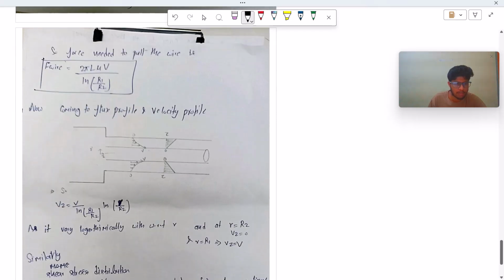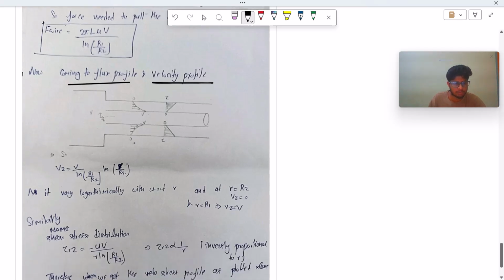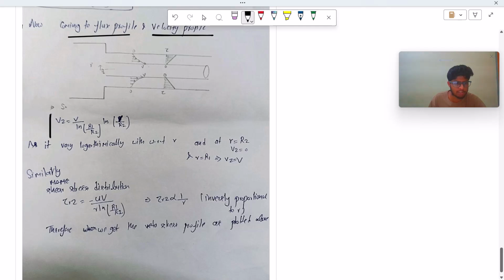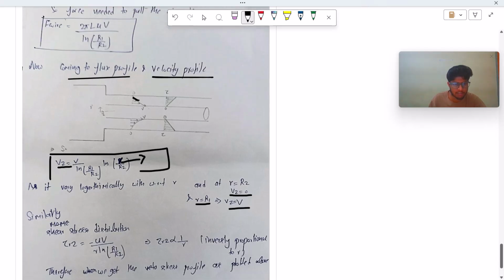And now coming to the last part of this question, the flux profile and velocity profile. As we have found the equation of the velocity profile, which is Vz equal to B upon ln R1 by R2 into ln r by r2. Here r varies. So we can see that velocity varies logarithmically, and at r equal to r2 we have velocity 0, and at r equal to r1 we have velocity b. So we plot this and we get the velocity profile like this.